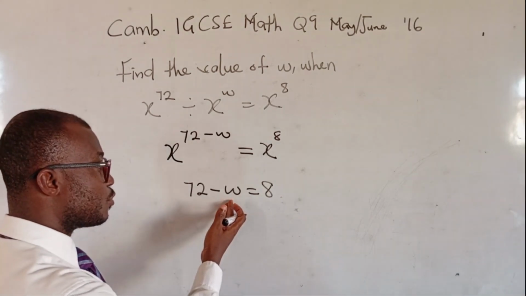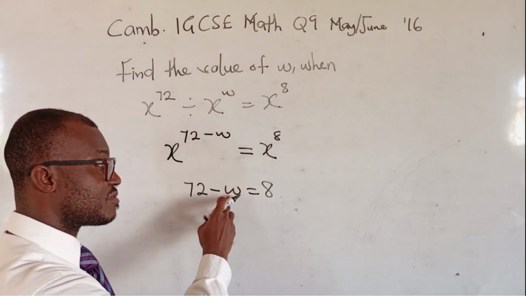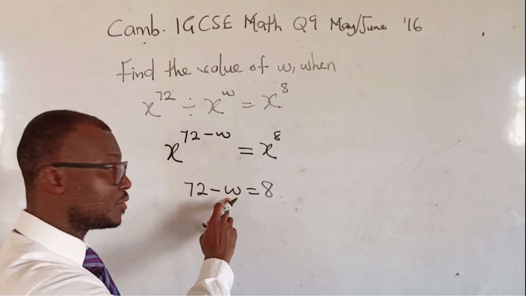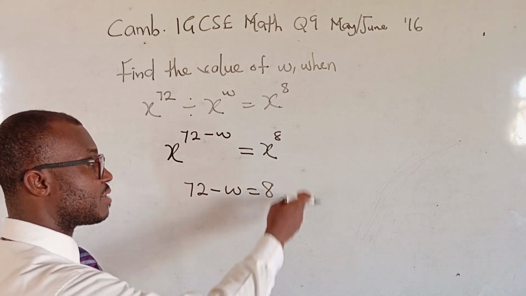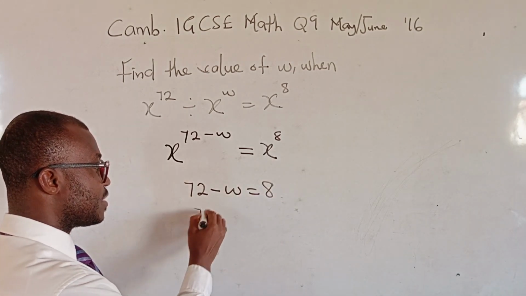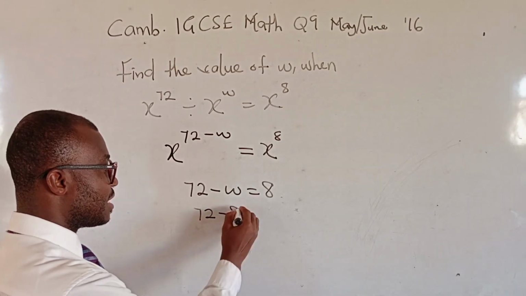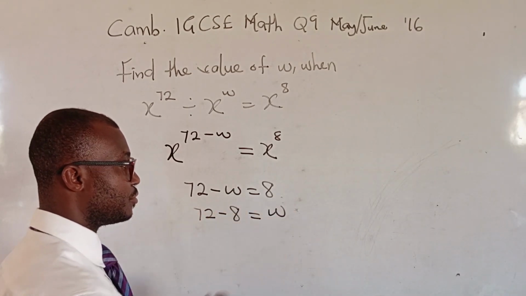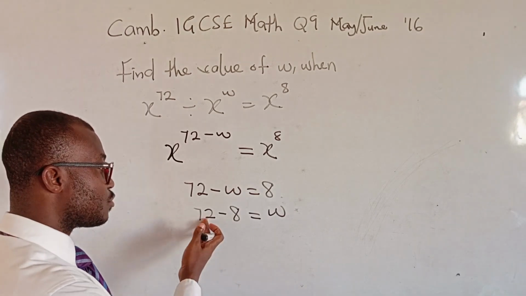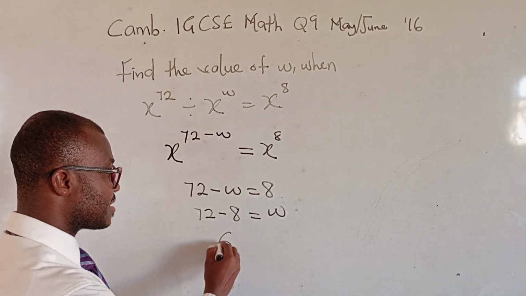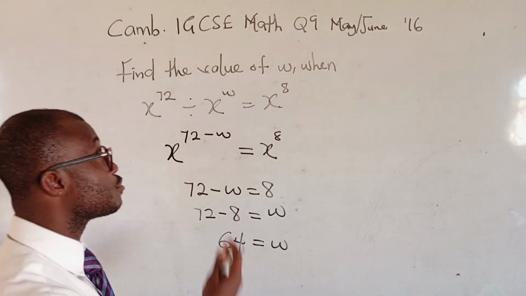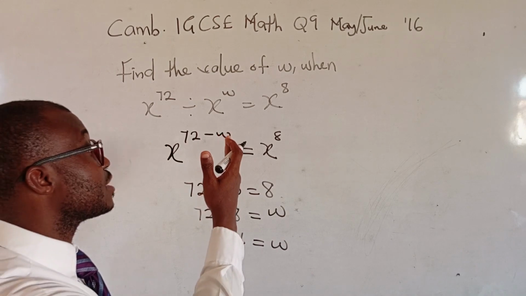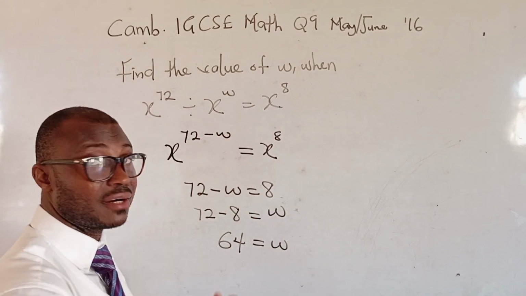And so solving this, we want to make w the subject, or we are finding the value of w. So we move the 8 to the left side and we move the w to the right side. So we have 72 minus 8 is equal to w. And so 72 minus 8 gives us 64, which is equal to w. And so given this, to find the value of w, we now have 64.